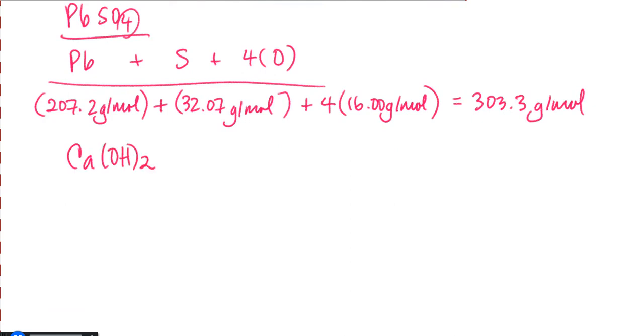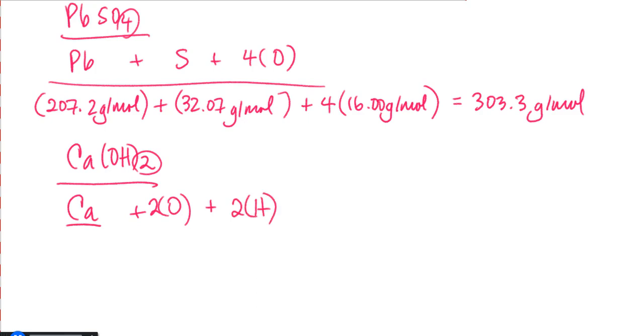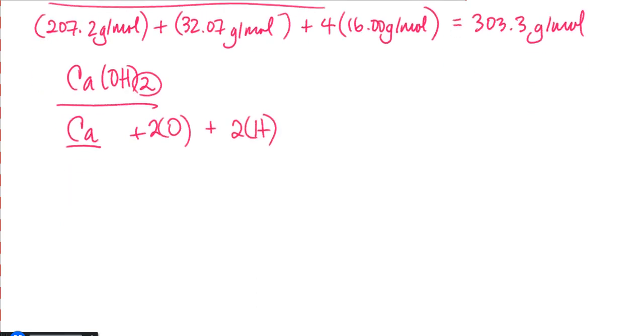Suppose that I wanted to find the molar mass for calcium hydroxide. So I need the molar mass for calcium, the molar mass for oxygen, but I have to multiply that by 2 since there are 2 hydroxide ions in calcium hydroxide, and I'd also need the molar mass for hydrogen. But again, I'd have to multiply that by 2, since there are 2 hydroxide ions in calcium hydroxide.